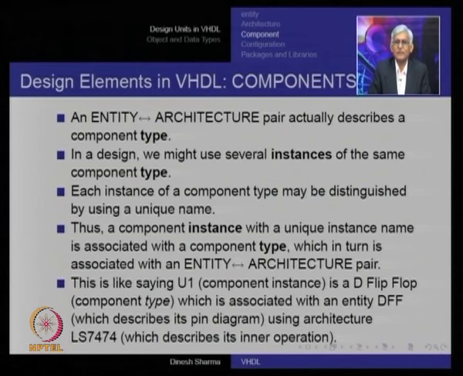To give an example of this, it is like saying U1. U1 is a component instance, is a D flip-flop, which is a component type, which is associated with an entity DFF. The entity DFF will describe its pin diagram or the signals that it is connected to using architecture LS7474. So, the architecture LS7474 describes its inner operation. So, this is a hierarchy of description elements. The entity architecture pair is a template. This is then linked to a component which associates it with a type, and then specific instances of this component type will be used in an actual hardware description.